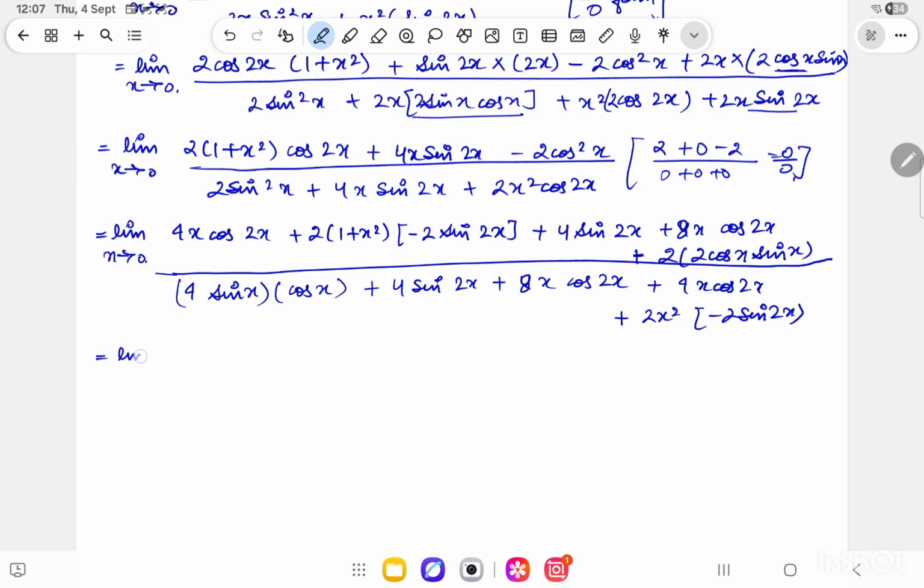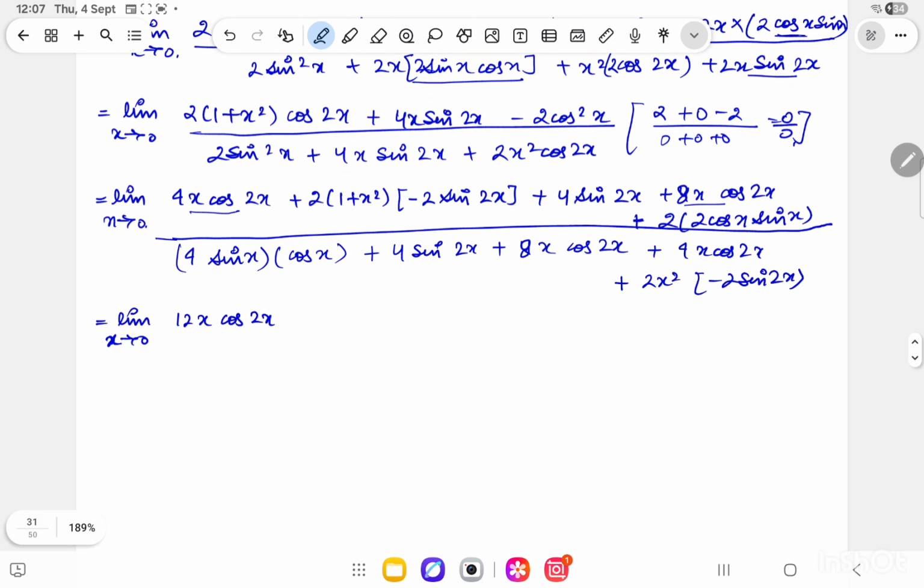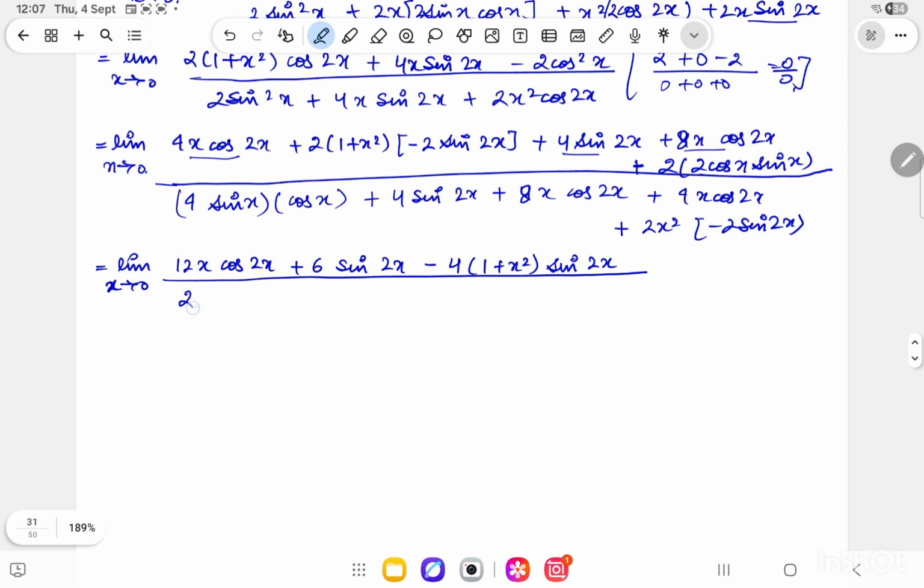So if I simplify it, I'll be getting limit x approaches 0, 4x cos 2x plus 8x cos 2x, it will be 12x cos 2x, plus 4 plus 2, 6 sin 2x, minus 4 into 1 plus x square sin 2x, divided by 2 into sin 2x plus 4, so it will be 6 sin 2x plus 8x plus 4x will be 12x cos 2x minus 2 to the 4x square sin 2x.